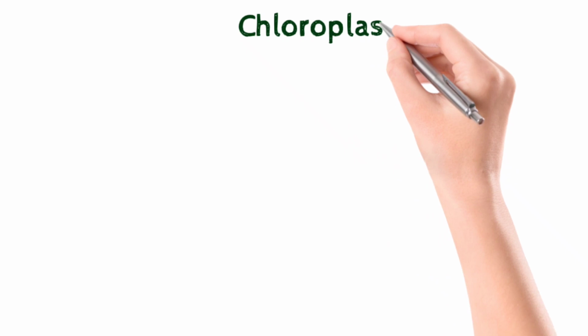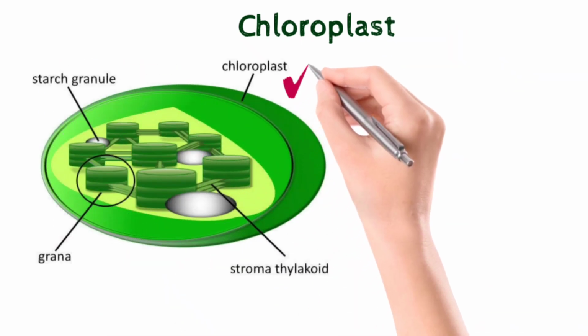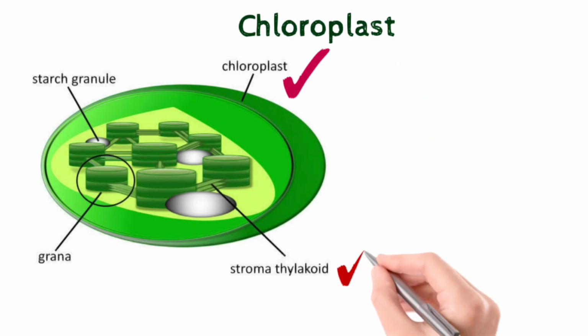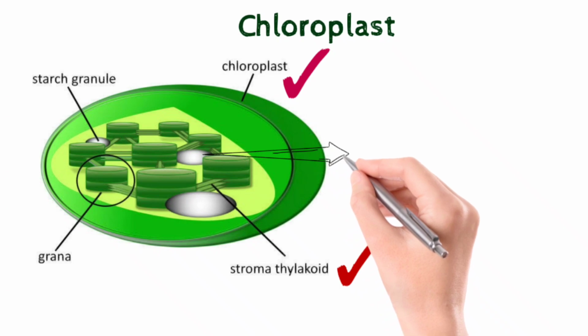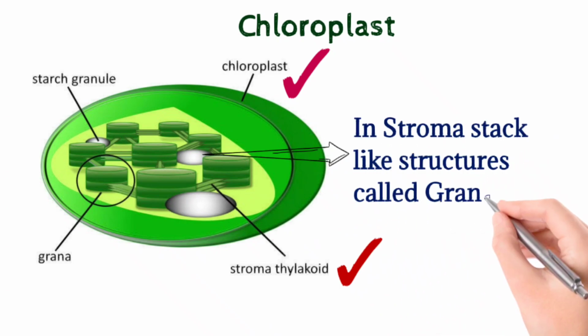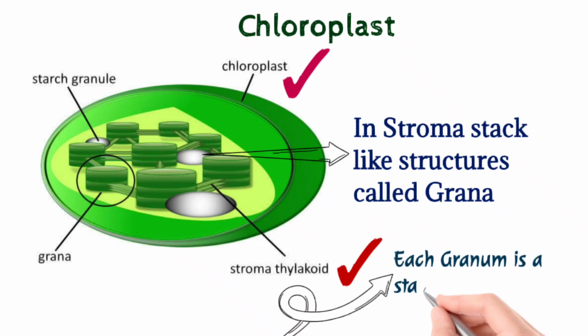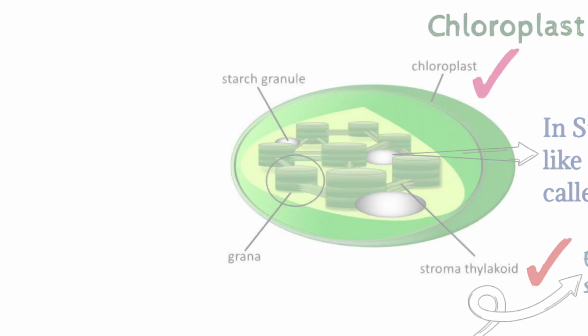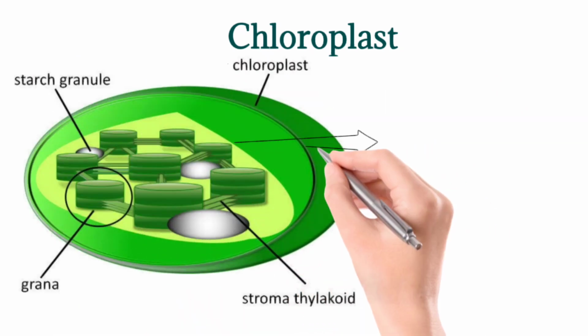We are discussing chloroplast. This is the figure of chloroplast, that is green in color. In chloroplast, stroma and thylakoid occur. In stroma, there are stack-like structures that are called grana. Each granum is a stack of thylakoid discs. You can see thylakoid disc, stroma thylakoid. This is the chloroplast.